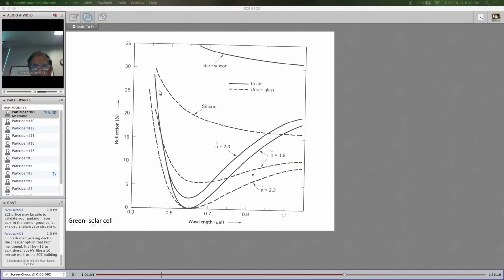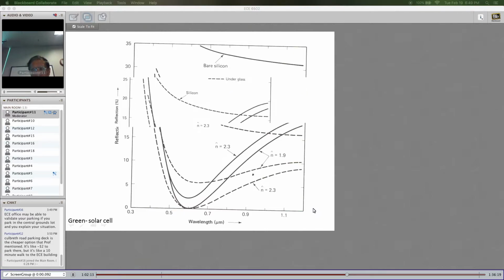So the dashed curve on top here, that is the reflection of silicon when you put a glass on top of it. And the top solid curve is for bare silicon in air. Okay. And then you can also put different indices of anti-reflection layer and watch how sensitive it is to changes in index. Okay. So this gives you the changes in index and how the reflection changes.